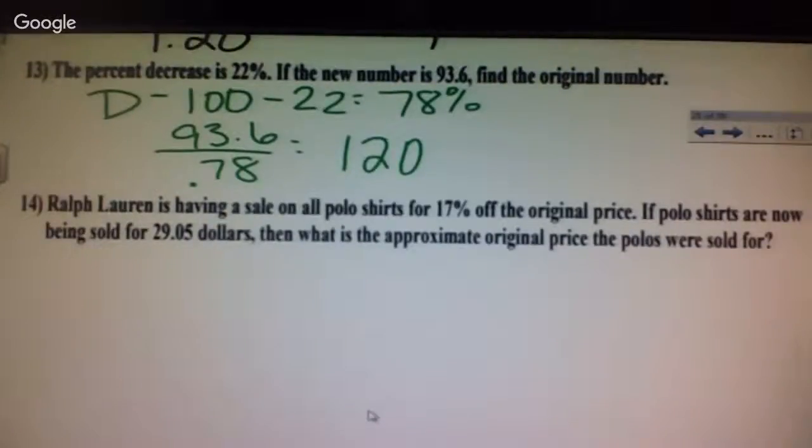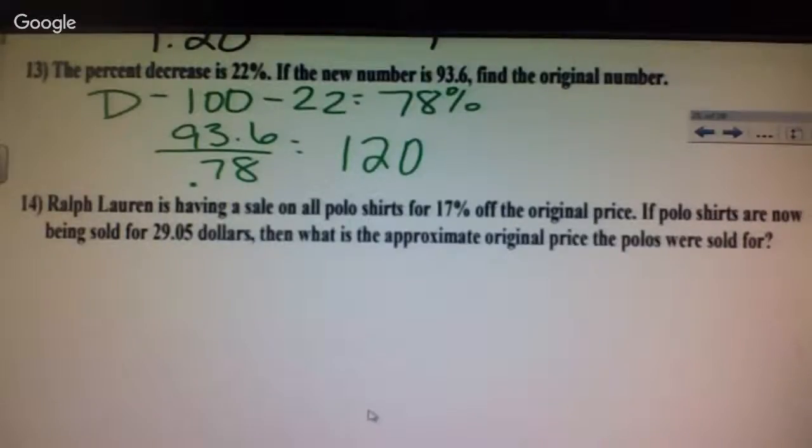Okay, last one of these, and then we've got one more set to do. Ralph Lauren is having a sale on all polo shirts for 17% off the original price. If polo shirts are now being sold for $29.05, then what is the approximate original price?